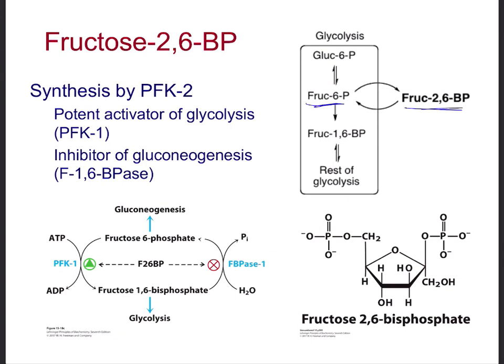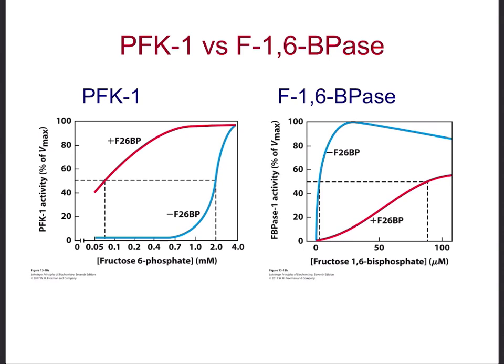So if we look at the general role this plays, here's our fructose 2,6-bisphosphate, activation of PFK1, inhibition of fructose 1,6-bisphosphatase. Therefore, it's going to activate glycolysis and it's going to inhibit gluconeogenesis. So let's take a look at this in a little bit more detail. How this works is that here's the activity of PFK1.